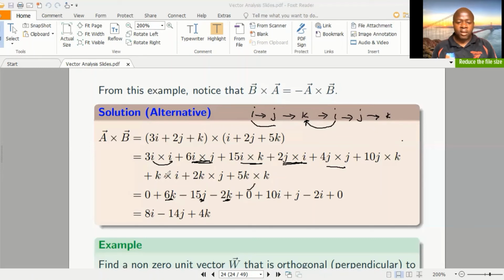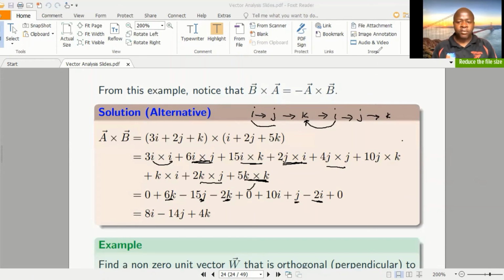And then k cross i. K cross i is j. That's why you see the j here. And then this k cross j. K cross j is negative i. So negative i times this 2 gives us negative 2i. And then lastly, k cross k is 0. 0 times 5 is 0.